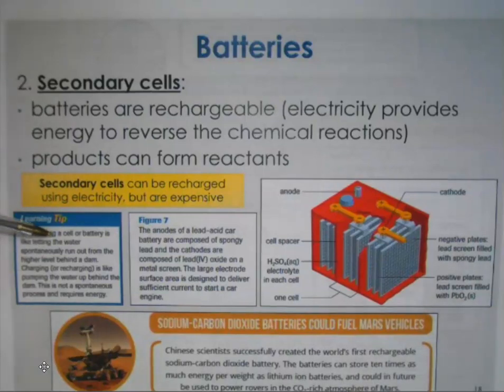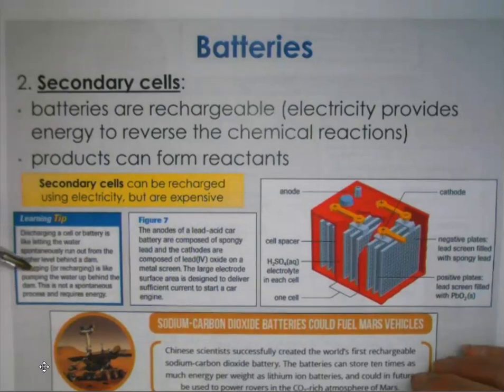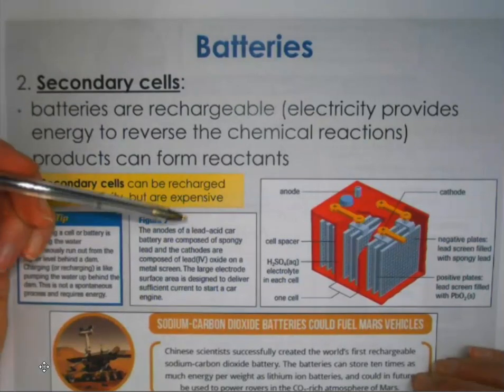So discharging a cell or battery is like letting the water spontaneously run out from a higher level behind a dam, like we talked about with our analogies there. And then charging is basically like pumping the water back up behind the dam, right? So it's non-spontaneous. You have to put in work to get it back there.